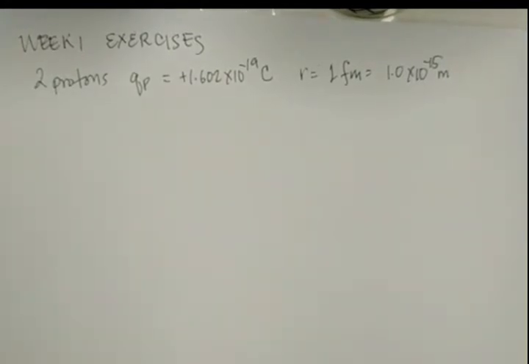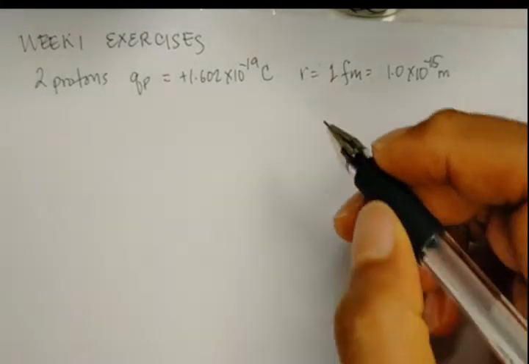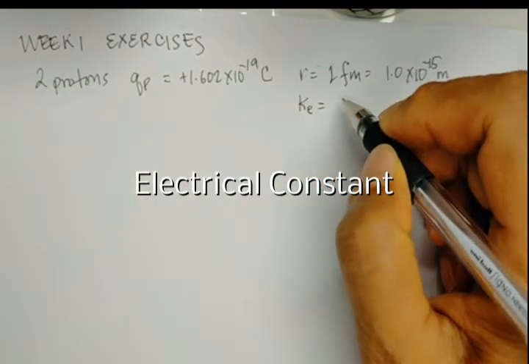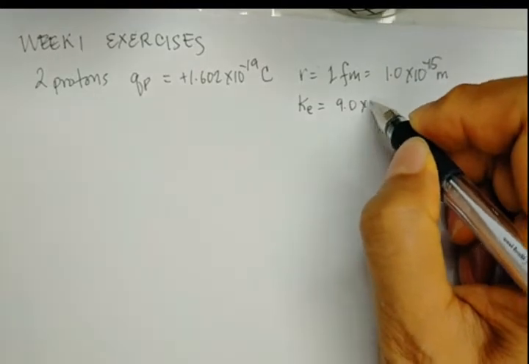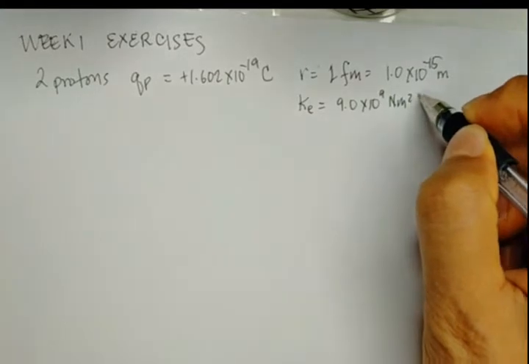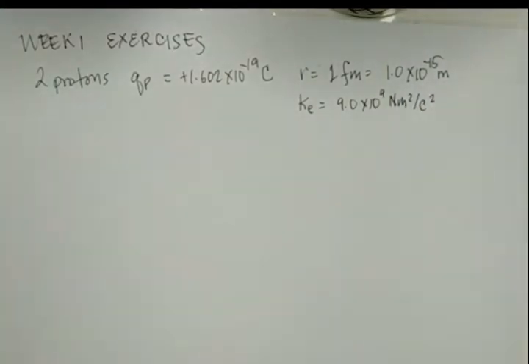Meron pa siyang values that are not given but definitely part of the solution. Tinatawag nating electrical constant, which is just we just write it at 9.0 times 10 to the 9 Newton meter squared per Coulomb squared. So, ang question, what is the force between those two protons in the nucleus? Okay, so nucleus of a helium atom. So maximum na yung dalawang proton na yan. So how do you get that answer then?